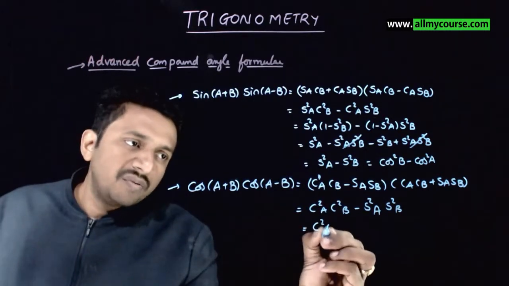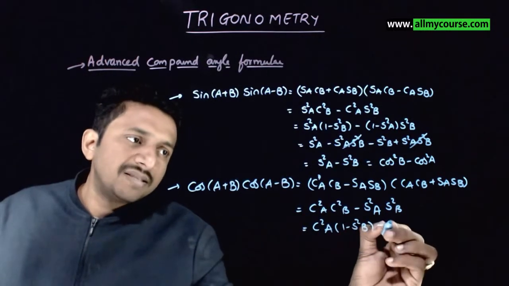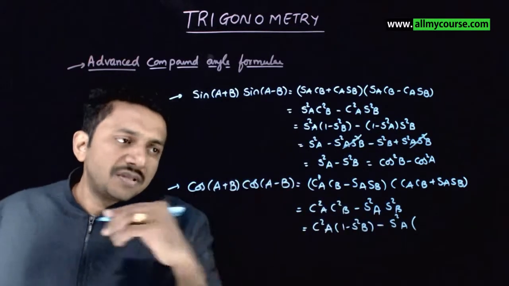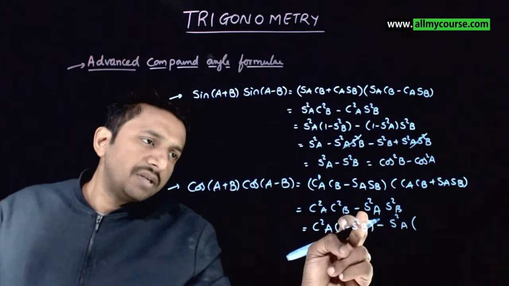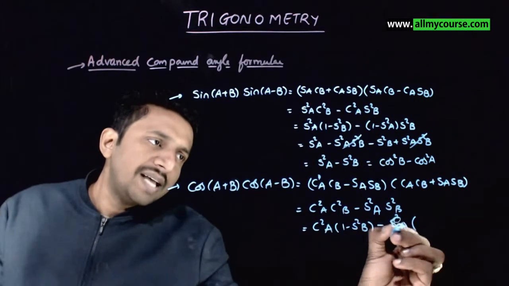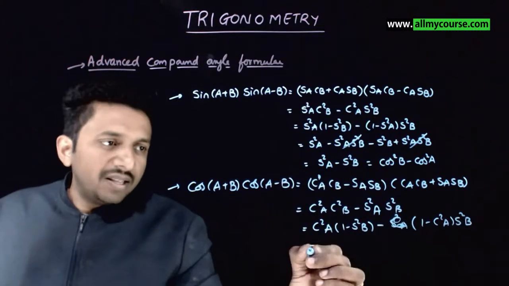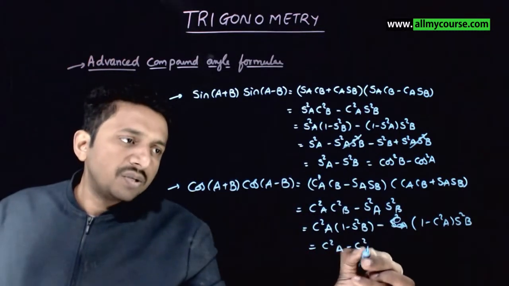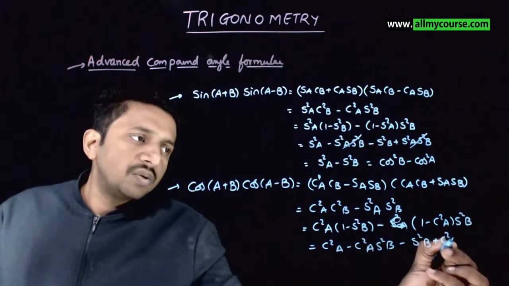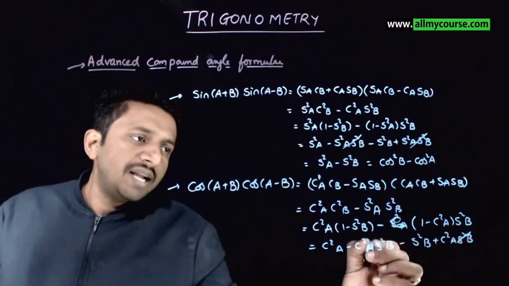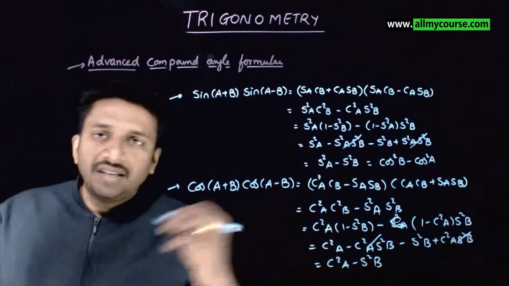That is, cos square A into cos square B is 1 minus sin square B, minus sin square A, which I write as 1 minus cos square A, times sin square B. That is equal to cos square A minus cos square A sin square B minus sin square B plus cos square A sin square B. So this and this get cancelled, and you get cos square A minus sin square B as the answer.